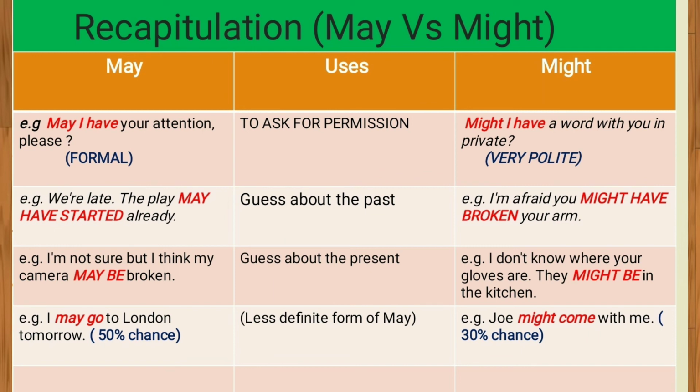Another example let me give you for your understanding. It may rain now and it might rain now. Whenever I say it may rain now, the possibility of raining is 50%, for example. But whenever I say it might rain now, the possibility of rain might be 30%.